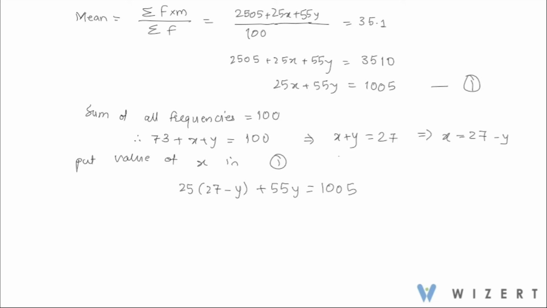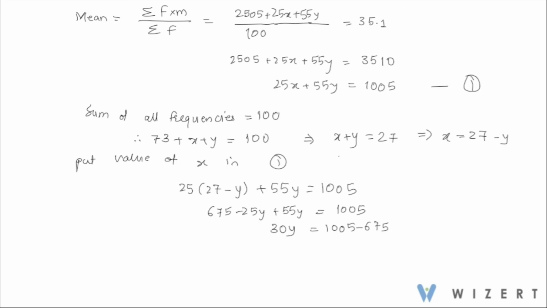Now 25 into 27, so we have 25 sevens are 175, 25 twos are 50 plus 175 is 675. So we have 675 minus 25y plus 55y equal to 1005. So we get 55y minus 25y is 30y equal to 1005 minus 675.